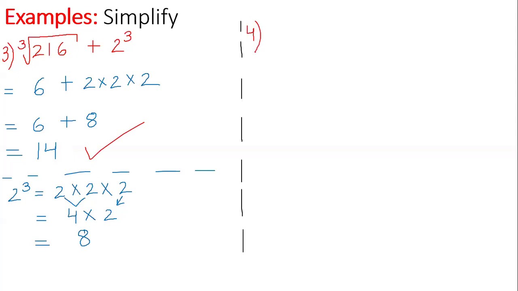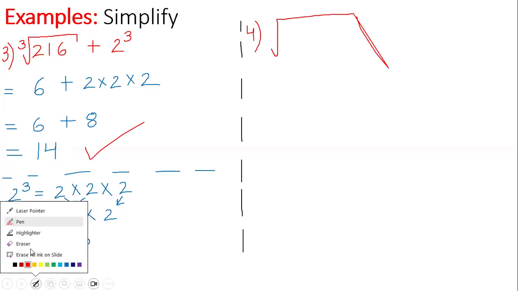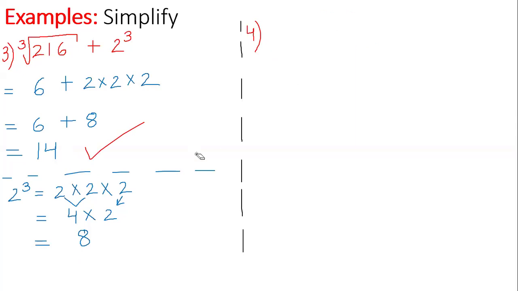So for number 4, let's say we have the cube root of 343 plus 4 cube.